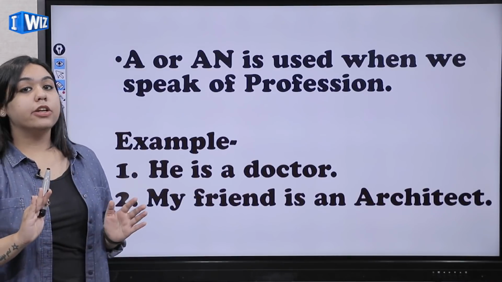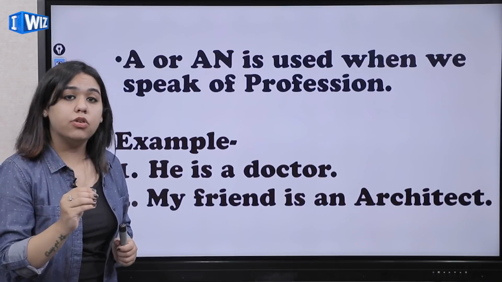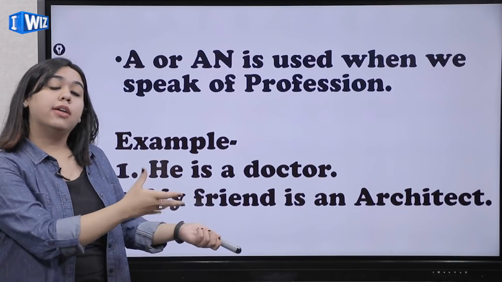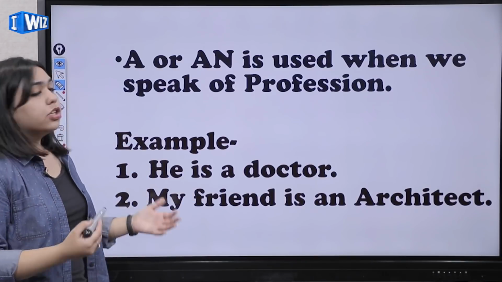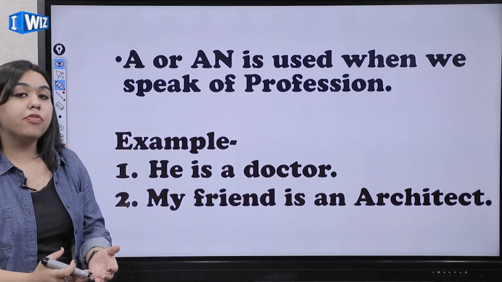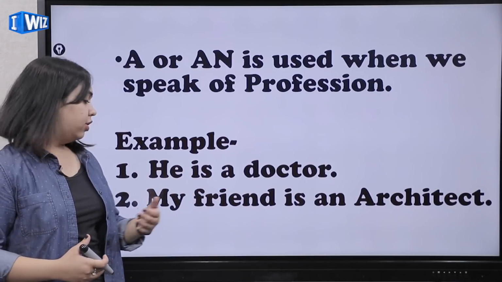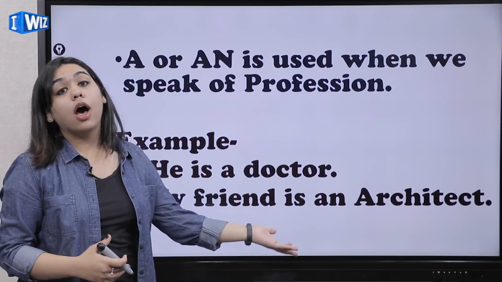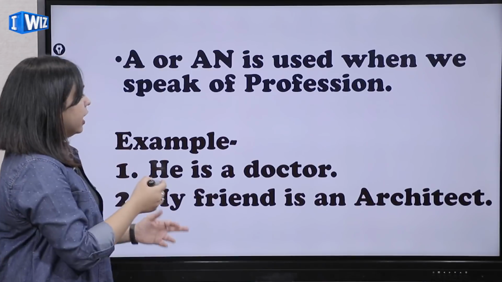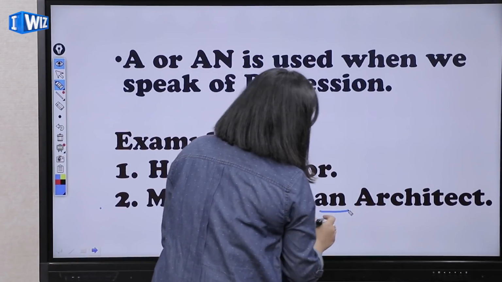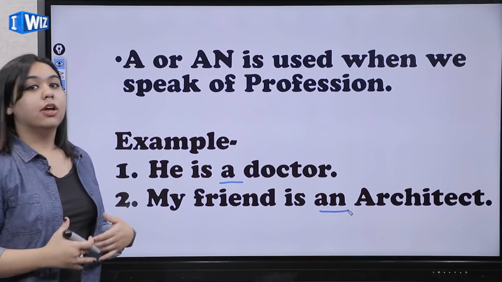We are not specifically talking about somebody in particular, like the doctor that I met, okay. You're understanding it? We're just talking about somebody's profession, like he is a teacher, okay. So like that, he is a doctor. My friend is an architect. So you see that we use a or an whenever we are talking about somebody's profession, okay.